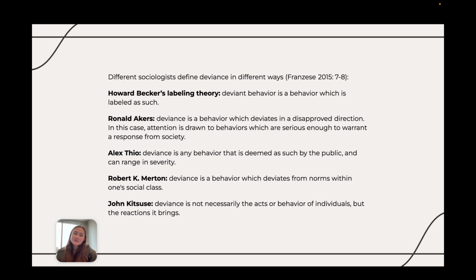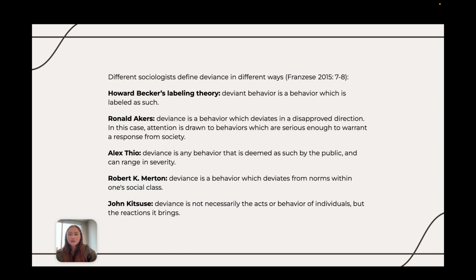He explains deviance as a behavior that is deemed as such by the public, and it can range in severity. So again, very heavily focusing on how the public is defining it. Robert K. Merton focuses on deviance as a behavior which deviates from norms within one's social class. This can either be a positive or a negative variation, but only within social classes.